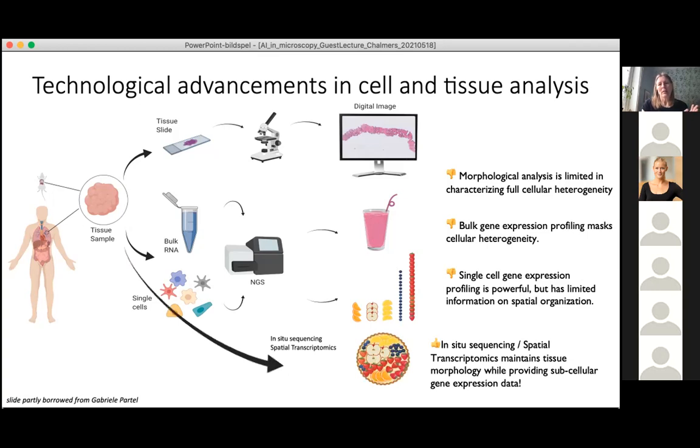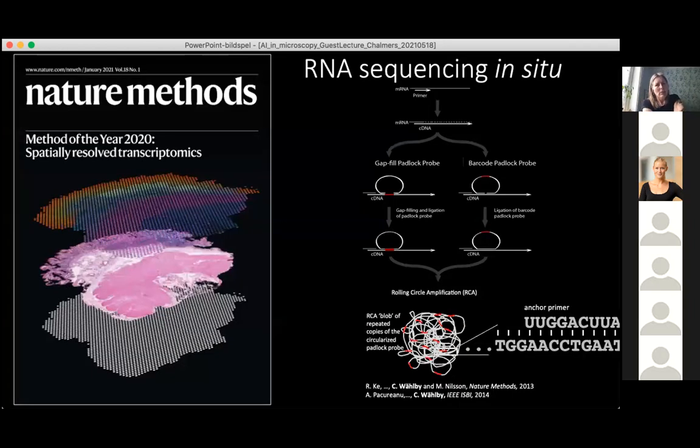And here we have a new method called in situ sequencing or spatial transcriptomics, where we can do the genetic analysis, but see it in the spatially resolved tissue. I'm not going to go into details of this, but it is a really cool method and was selected Method of the Year in Nature Methods for 2020. There are many different versions of it. Our version is called in situ sequencing. So you can know where in the tissue different things are being expressed.